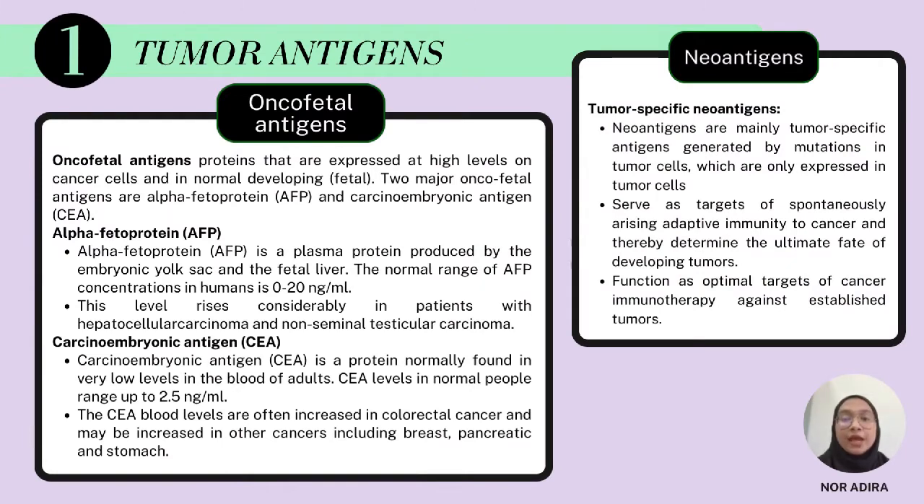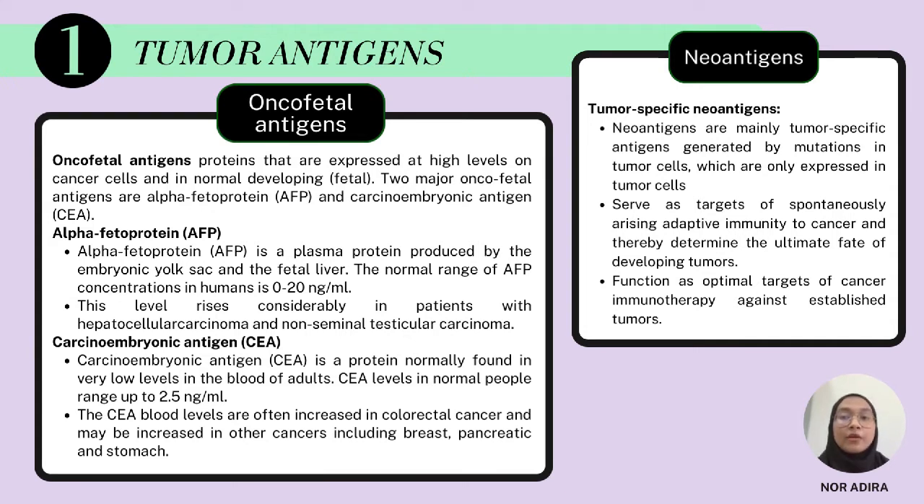Oncofetal antigen proteins are expressed at high levels in cancer cells and in normal early fetus. There are 2 major oncofetal antigens, which are alpha-fetoprotein and carcinoembryonic antigen. Firstly, alpha-fetoprotein. Alpha-fetoprotein is a plasma protein produced by the embryonic yolk sac and the fetal liver. The normal range of alpha-fetoprotein concentration in humans is 0 to 20 nanograms per milliliter. This level rises in patients with hepatocellular carcinoma and non-seminomatous testicular carcinoma.